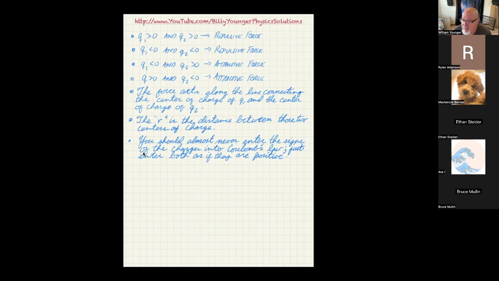Don't put in a negative sign. Just assume they're both positive. Compute the magnitude, and then make a note to yourself: hey, the two charges are the same sign, so it's going to be repulsive. Or hey, the two signs are opposite, so it's going to be attractive.